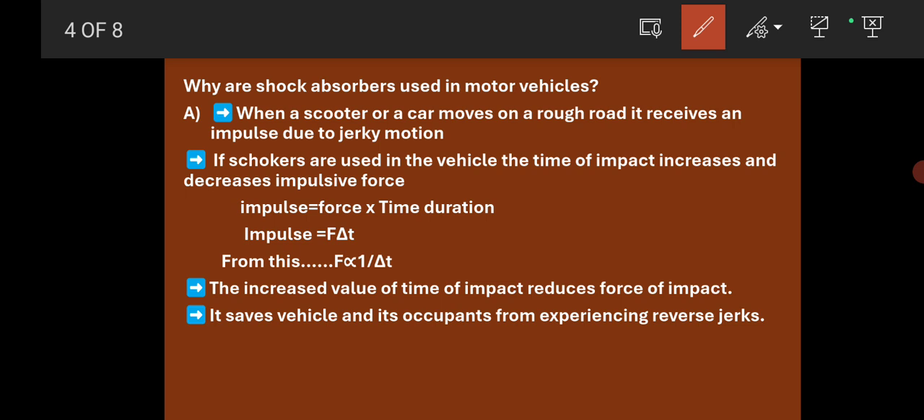Now, in order to reduce that, we have to increase the time of impact, because from the formula, force of impact is inversely proportional to time of impact. So shock absorbers increase the time of impact, thereby the force of impact decreases. The increased value of time of impact reduces the force of impact, and it saves the vehicle and its occupants from experiencing the reverse jerks.